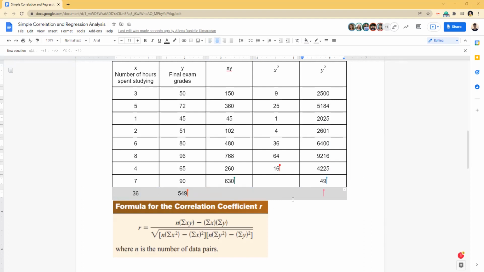So if you want to compute this by hand, I suggest that you make a column for the x and make a column for the y. And then insert these other 3 columns, xy, x squared, and y squared. Kapag yung data binigay sa inyo ng pa-horizontal, transform nyo na lang. So I already have for the final exam.